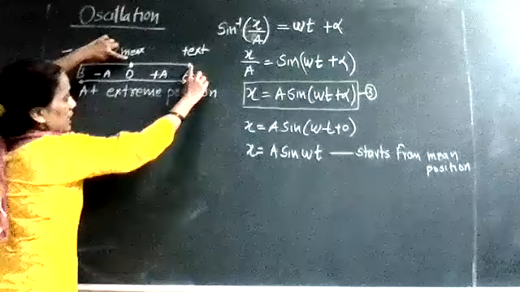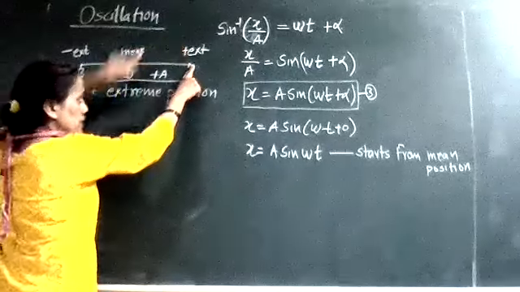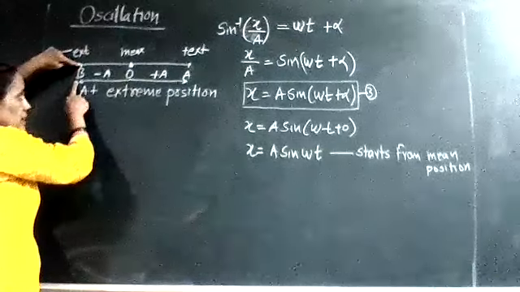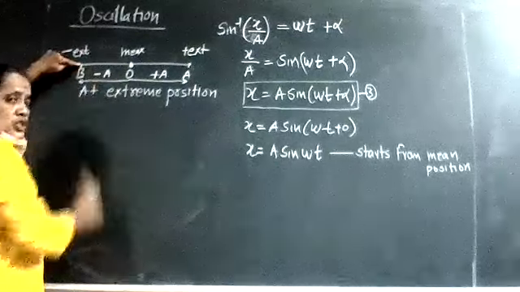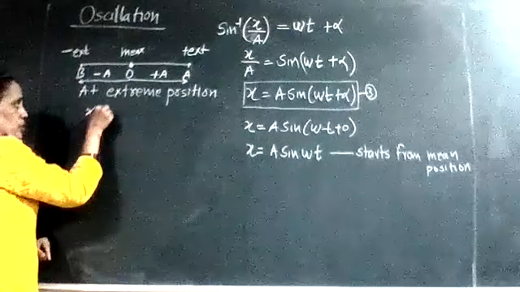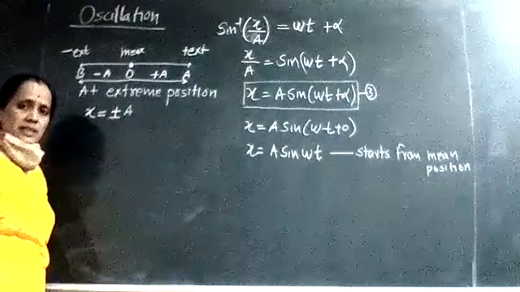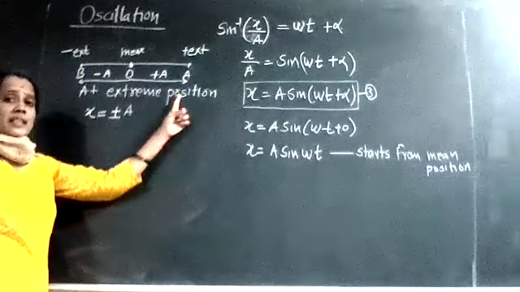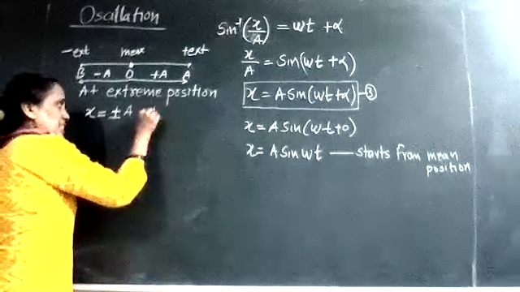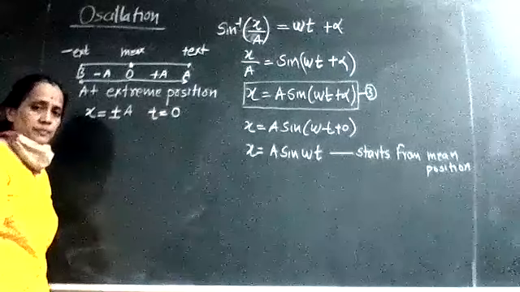Now when your particle is at A, then from the mean position, its displacement is plus A. And when your particle is at B, its displacement from the mean position is minus A. Means I will say that the x value may be plus A or minus A when the particle is at extreme position. We are starting the motion, so initially time is 0.